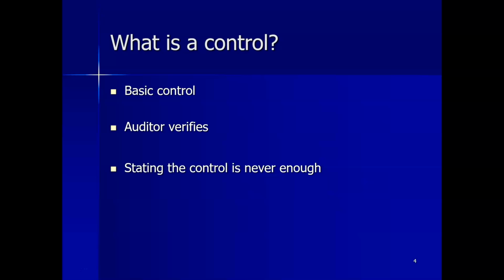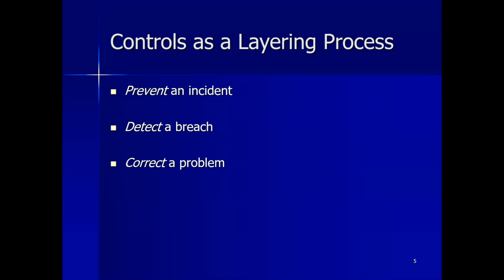However, unless an auditor verifies that the doors are indeed locked, then there is no compliance with that basic control statement. It is the surrounding control that makes it effective. Merely stating the control is never enough. So remember, when implementing a useful approach to control, layering is an effective approach due to the developed capacity to prevent an incident, detect a breach, and correct a problem.